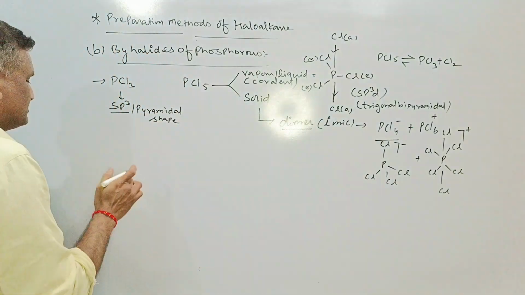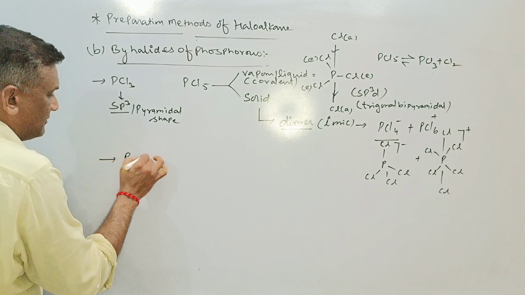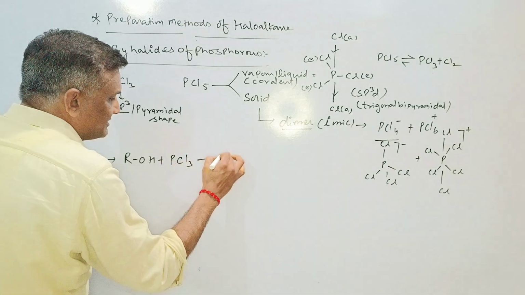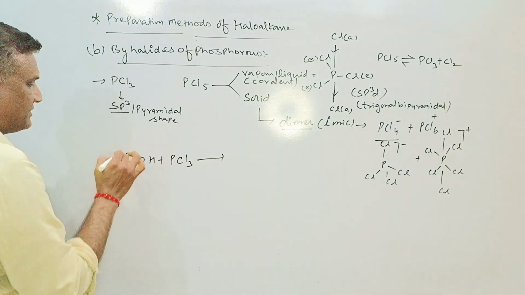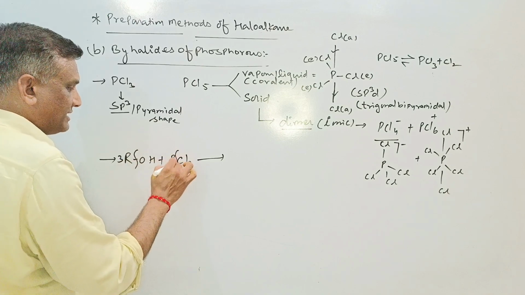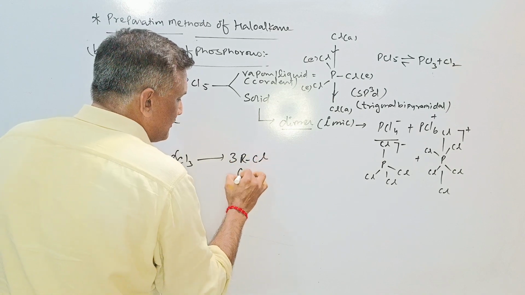Now the time to discuss the reaction. If we go with alcohol and PCl3, then the valency of phosphorus is 3. So here we'll use 3 molecules of alcohol and cleavage of the OH bond like this. So here will be the formation of 3 molecules of RCl, chloroalkane.